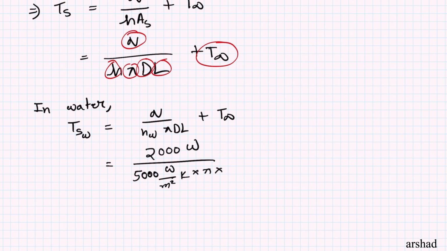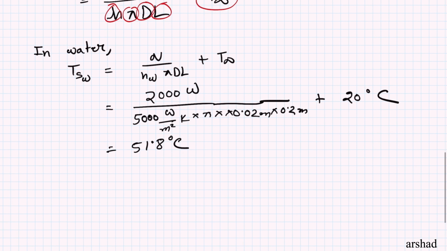Then we have 0.02 meter. It's because of the diameter being 20 millimeter, and the length was 200 millimeters, so it is 0.2 meter. And the temperature of the water was 20 degrees Celsius. So we can also write that. So by solving this, we would get 51.8 degrees Celsius.